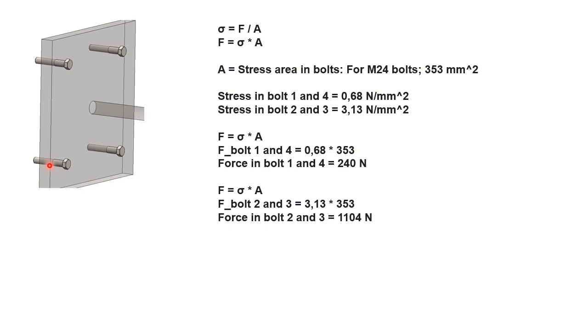And I know also the stress in the bolt. For the two lower ones, it is 0.68 Newton per millimeter squared. For the top one, it's 3.13 Newton per millimeter squared. And that makes me able to calculate the force in the bolt. So I simply take the stress multiplied with the area and get out the force in the bolt. And this is, of course, the reaction force to the force that was pulling out here on the beam.